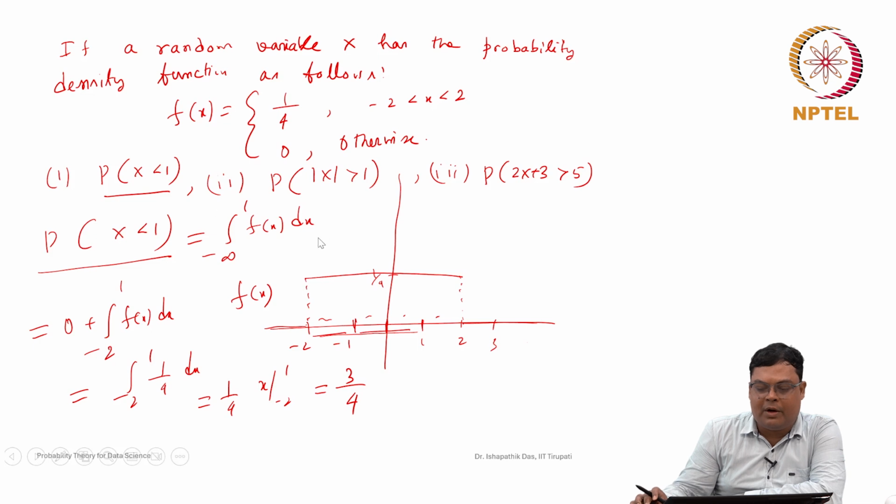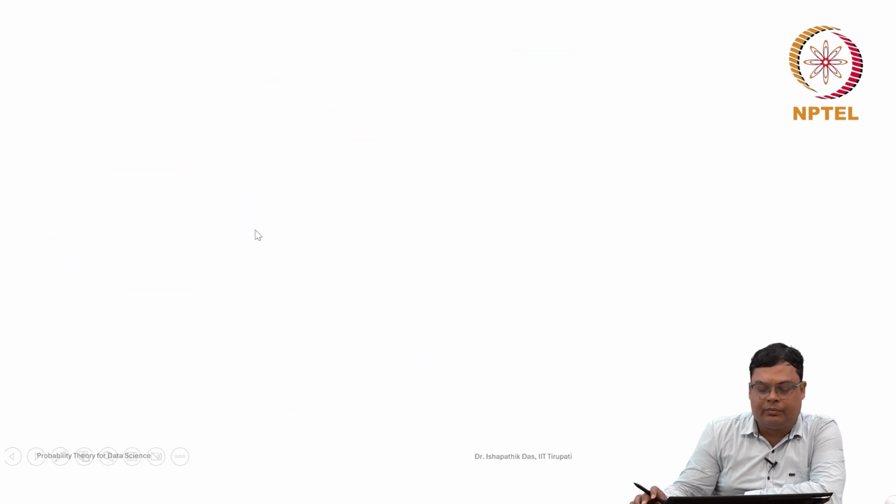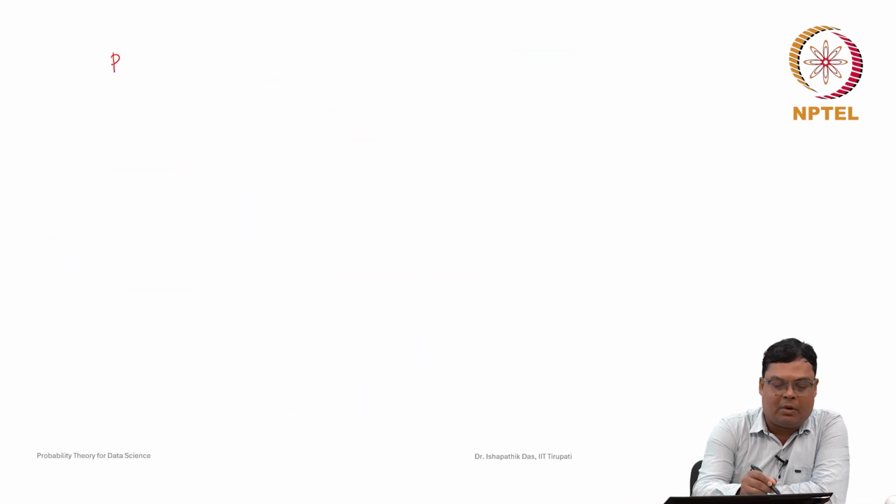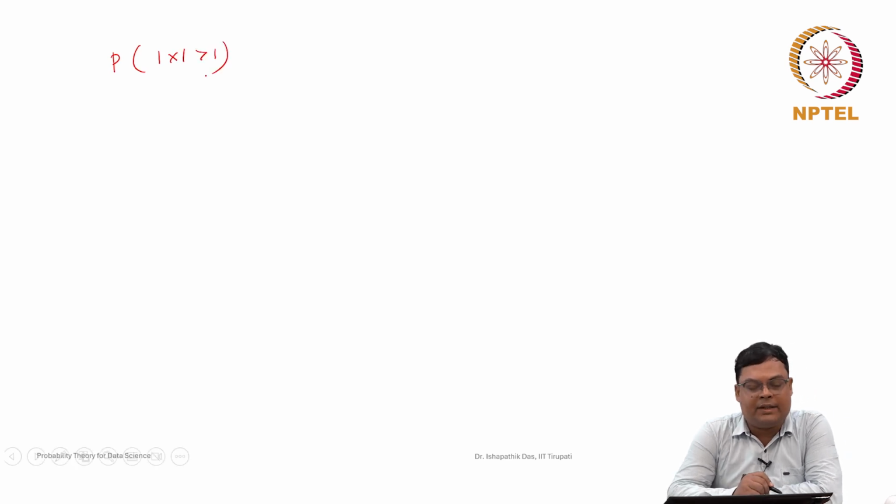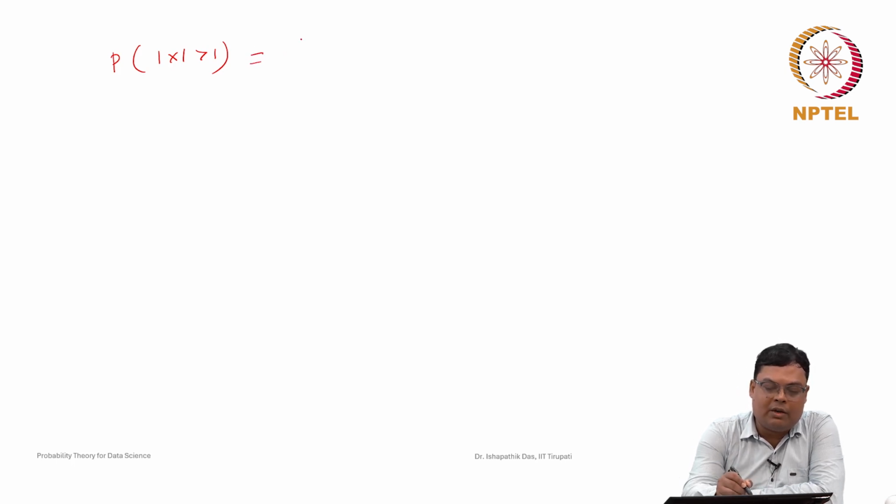Now how will we find the probability of mod x greater than 1? Suppose you want to find the probability that mod x is greater than 1. You can do it directly by integration, or you can take the complement. The complement is 1 minus the probability that mod x is less than or equal to 1.